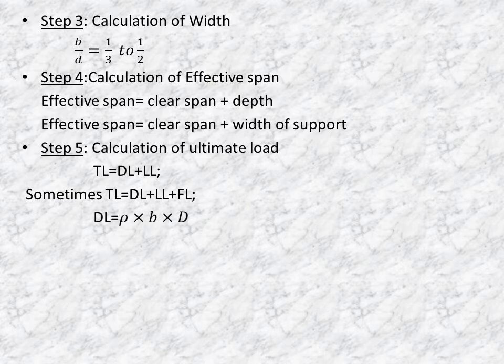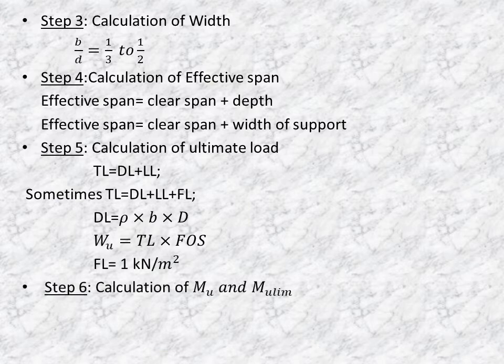Overall depth is calculated by effective depth plus the effective cover. Effective cover will be given in the code, or we can assume any value of the effective cover which is given in the code. We calculate the ultimate load W, total load into FOS, that is factor of safety. After that, we calculate Mu and Mu limit. Here, Mu is equal to WL square by 8, where L is L effective and W is ultimate load.